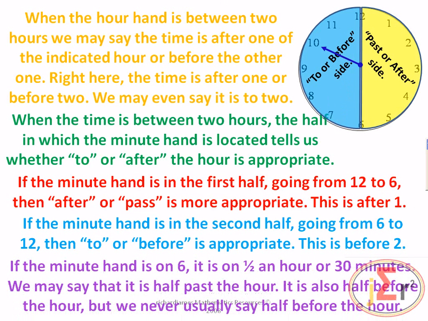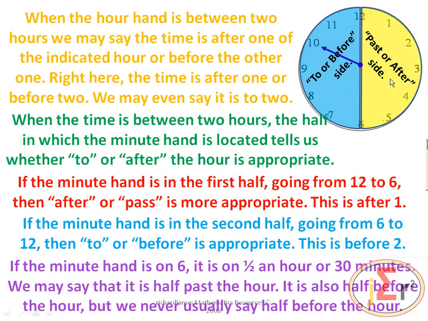If the minute hand is on 6, it is on half an hour or 30 minutes. We may say that it is half past the hour. It is also half before the hour, but we never usually say half before the hour. We always say half past the hour. Right. So this half is the first half going from 12 to 6.